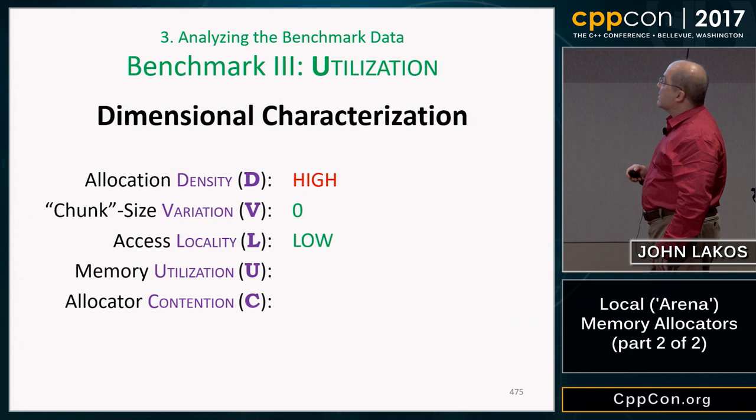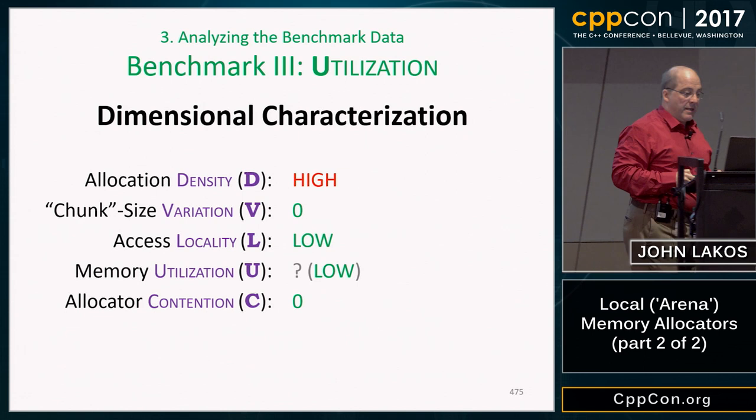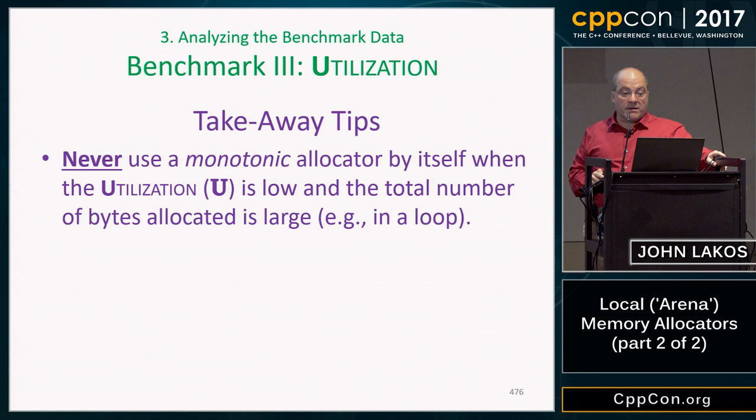So the purpose of this is, yes, allocation density is high, access locality is low, variation is 0. Memory utilization is a question mark. We're measuring it, sort of, but it's really pretty low because we don't have a lot of the memory in use at any given time. And the contention is 0. And so the takeaway tips here are never use monotonic allocator by itself when the utilization is low and the number of bytes allocated is large, e.g. in a loop.